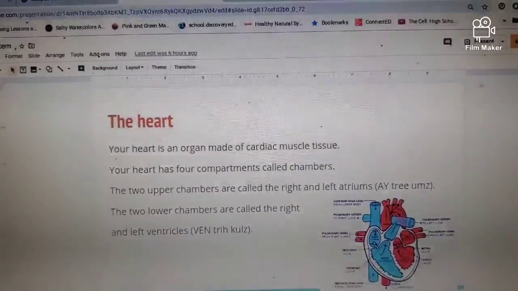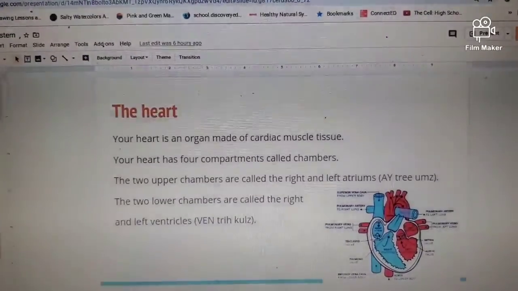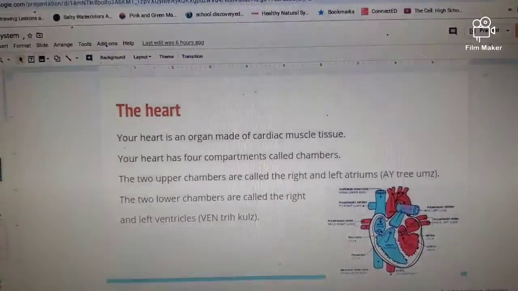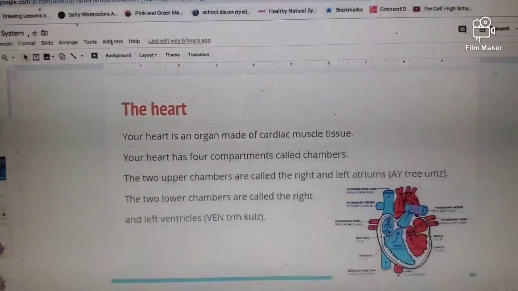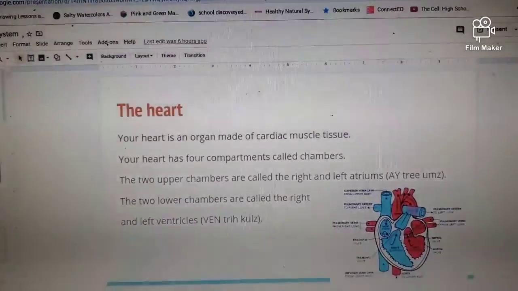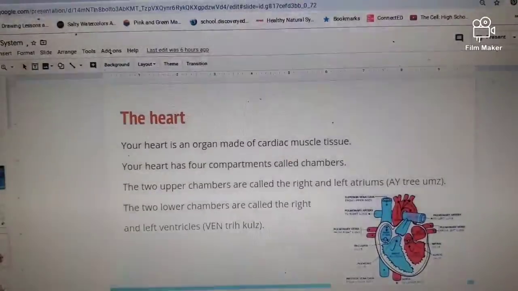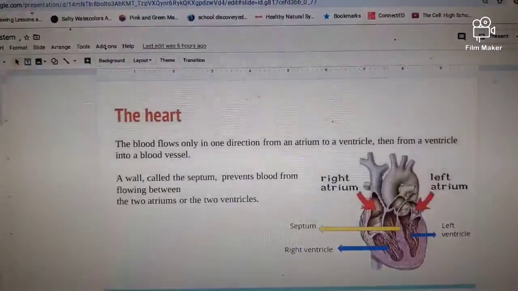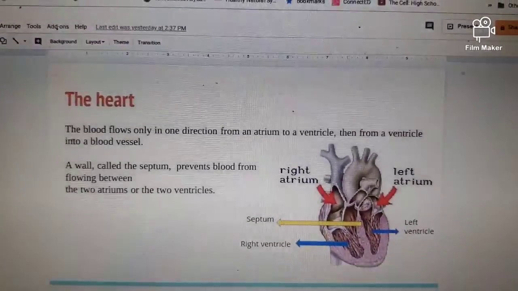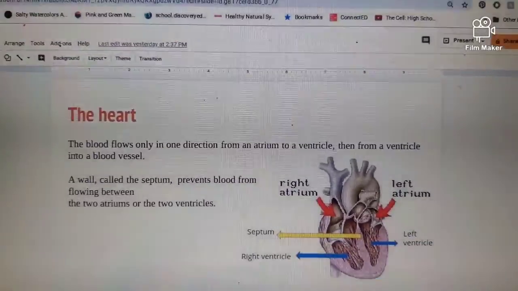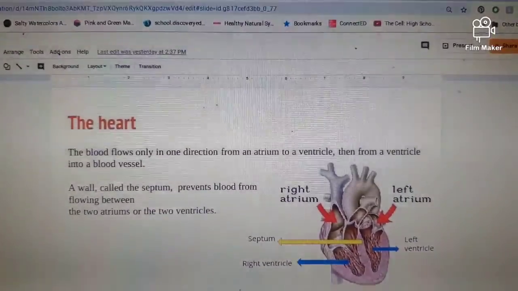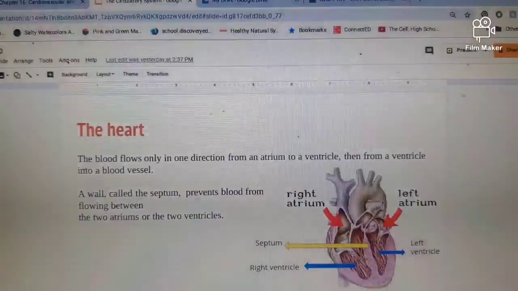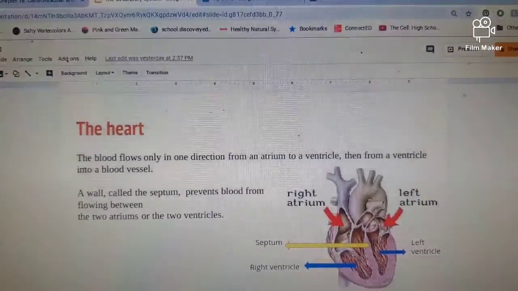Your heart is an organ made up of cardiac muscle. Your heart has 4 compartments called chambers or rooms. The upper 2 rooms are called atria, or the right and left atrium. And the lower 2 chambers are called the right and left ventricle. Blood flows only in one direction, from the atrium to the ventricle, then from the ventricle into the blood vessel. A wall called the septum prevents blood from flowing between the 2 atriums or the 2 ventricles.